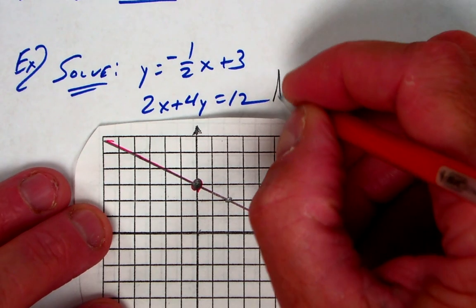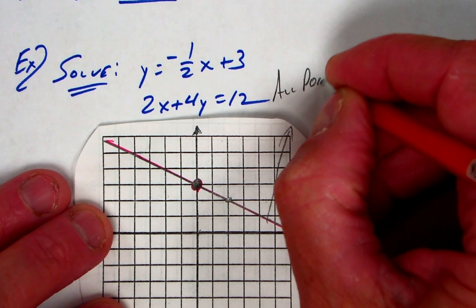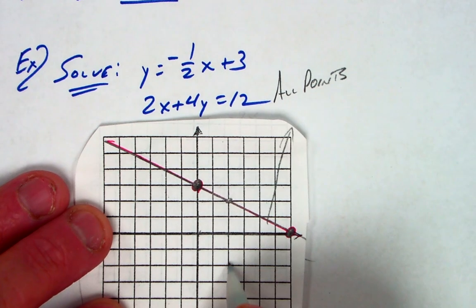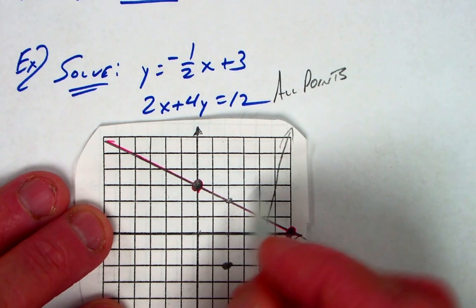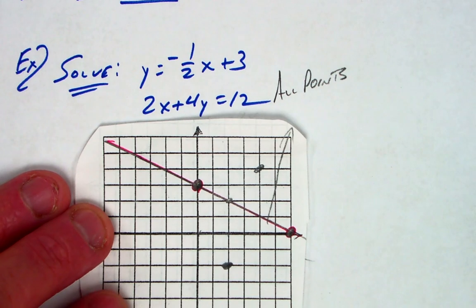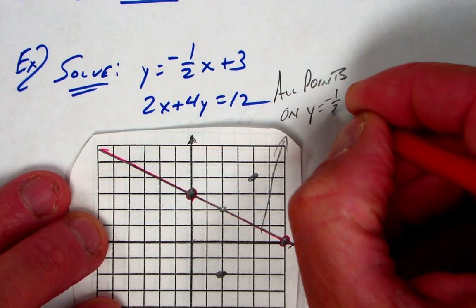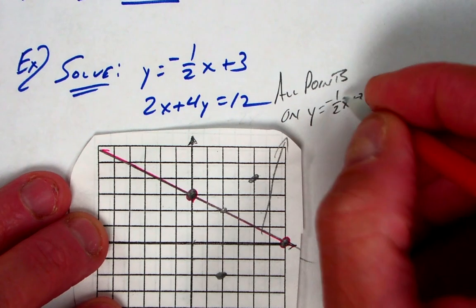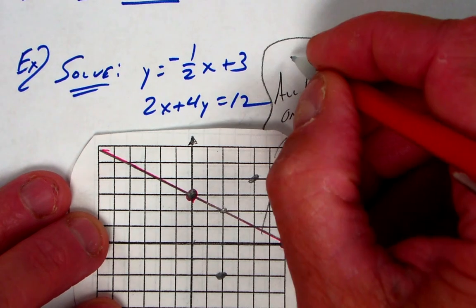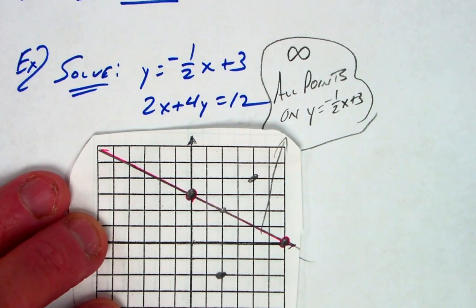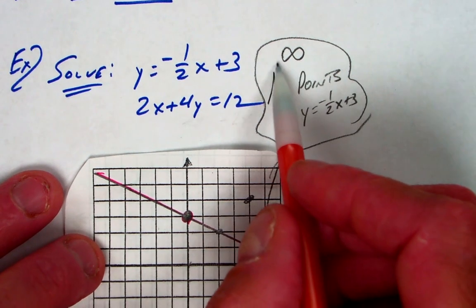So it's all points. Does this point work? No. So all points where? On y equals negative 1/2 x plus 3. So how many points are there? There's infinitely many points.